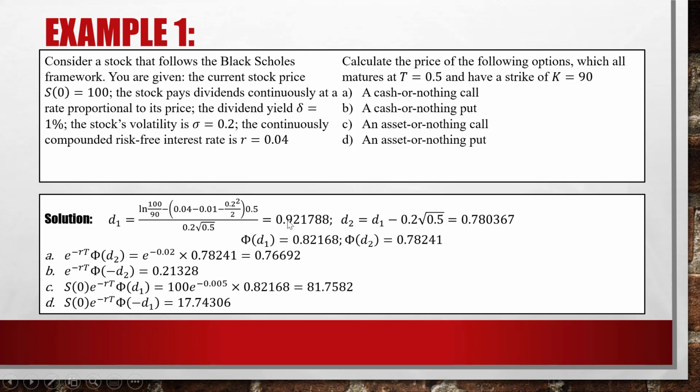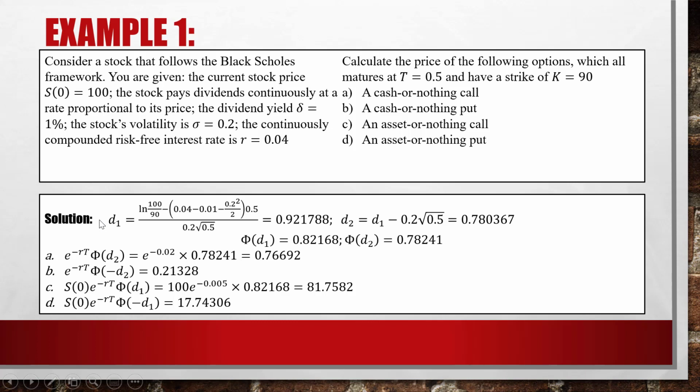0.780367. From here we use the standard normal distribution to calculate phi of D1. Phi of D1 here is the probability that the standard normal variable is less than D1, and it should be 0.82168. This number can be calculated using a calculator or using the standard normal distribution table. And similarly, we get phi of D2 is 0.78241.